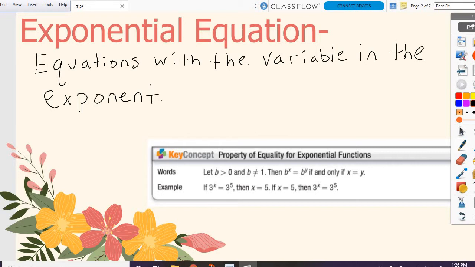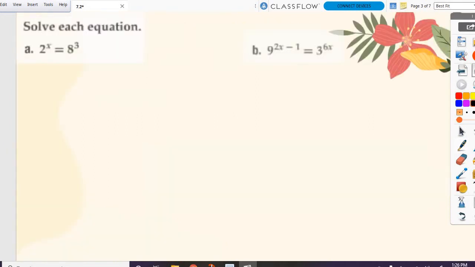So the example that they give is if I have 3 to the x and it equals 3 to the fifth, notice that my 3's are the same, and that's not going to change. So in order for the left side to then equal the right side, my exponents must also be equal, which in this case would mean x has to equal 5. So we've solved for our variable. So let's look at an example.